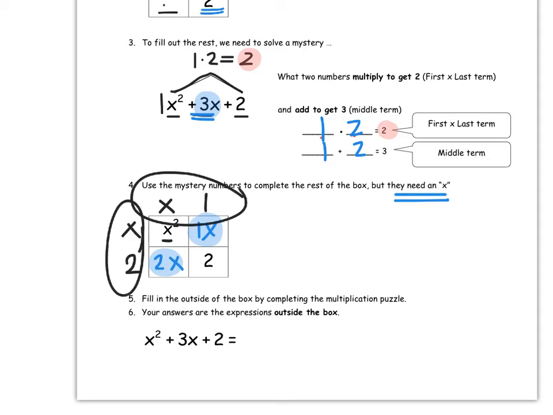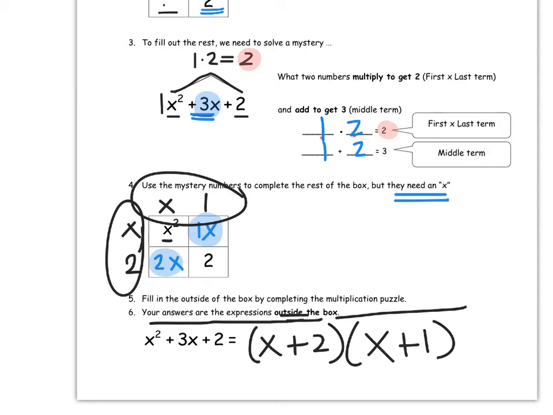So it says your answers are the expressions outside of the box. So my answer is, I'm going to write x and 2 first, x and positive 2, close parentheses, and then x and positive 1. And this is my final answer. I'll put a box around that. All right, we're going to try another one.